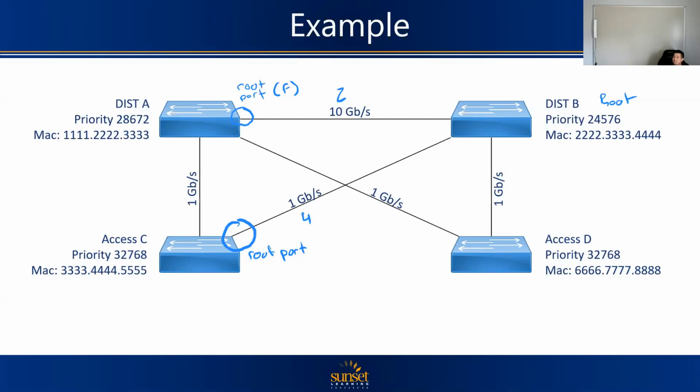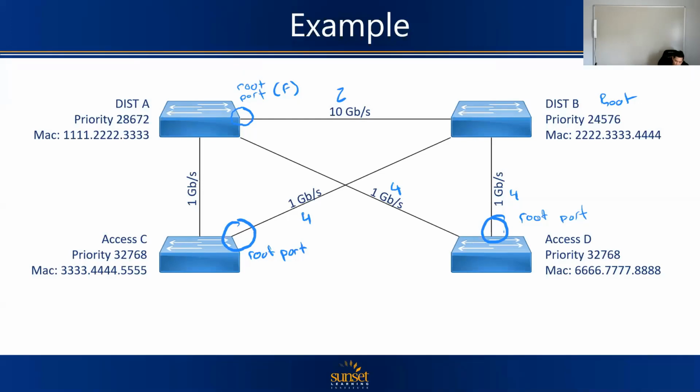Same thing for access D switch. They will make their own decision to say, well, I can send the packet this way, which will cost 4, or I can send it this way, which will cost 4 plus 2 equals 6. So which one's better? I definitely know that the port that I'm going to be selecting is going to be this port, and this becomes the root port. Every non-root bridge will have one root port only on a switch topology. It's the fastest way back to the root bridge.